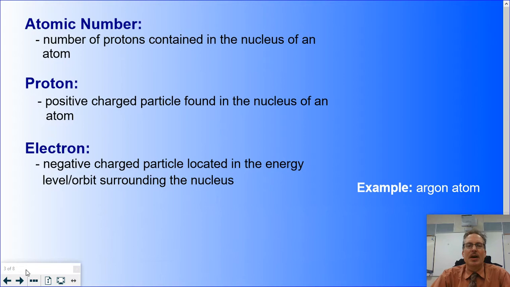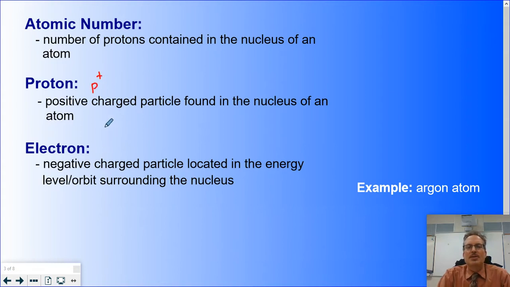If we think about the atomic number, a reminder that each element on the periodic table has a distinctive atomic number as you go across the table. The atomic number represents the number of protons contained in the nucleus of an atom. The protons are positively charged particles found in that nucleus, and the symbol for a proton would be p positive.